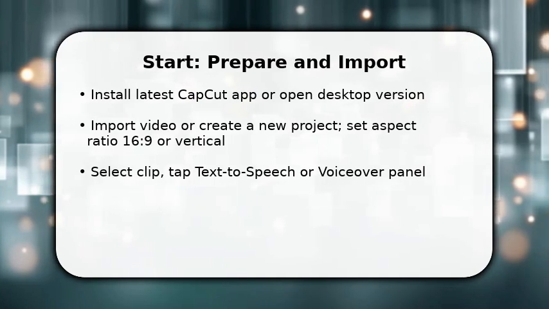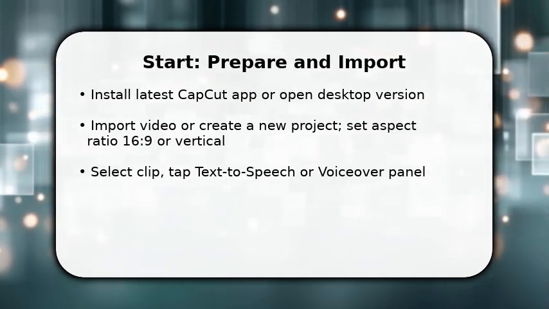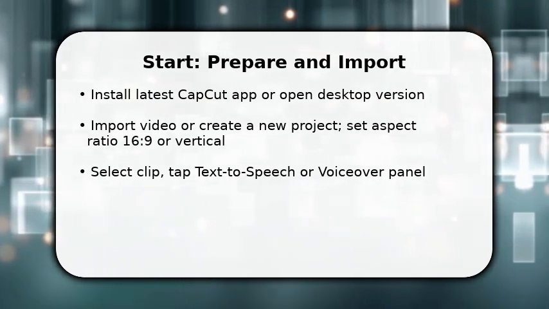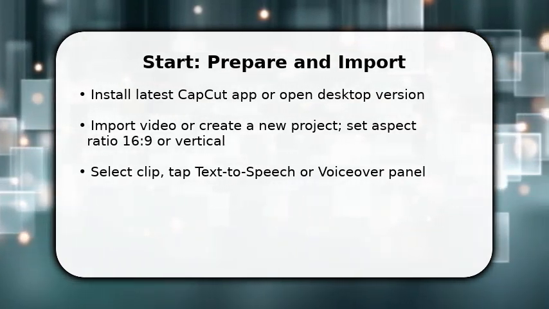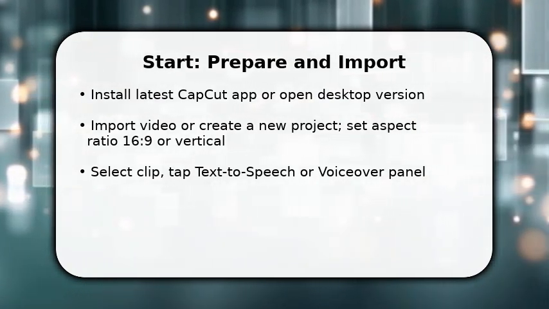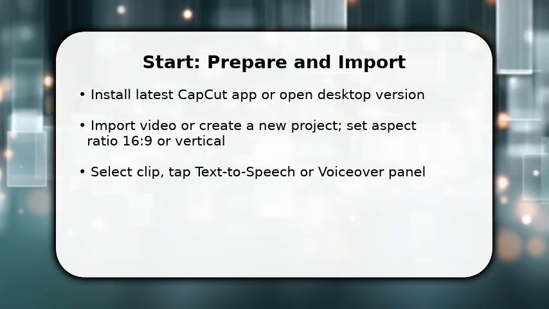Enjoy the video. You start by preparing your project. Import the clip and set the aspect ratio that matches your platform. Once done, select the clip or the timeline spot where you want narration. Make sure CapCut is updated, then open the audio or text-to-speech tool. This is your entry point.